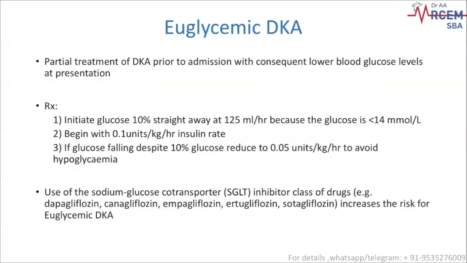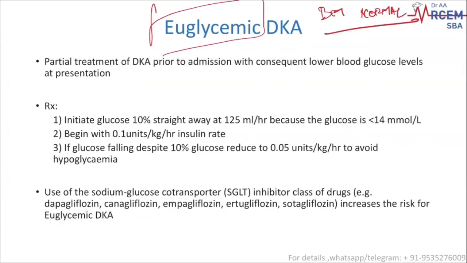What is euglycemic DKA? As the name suggests, euglycemic, the sugar levels will be in the normal range. Why does the patient have sugar levels in the normal range? Usually we expect the sugar levels to be on the higher side. This is the basic pathophysiology of DKA.